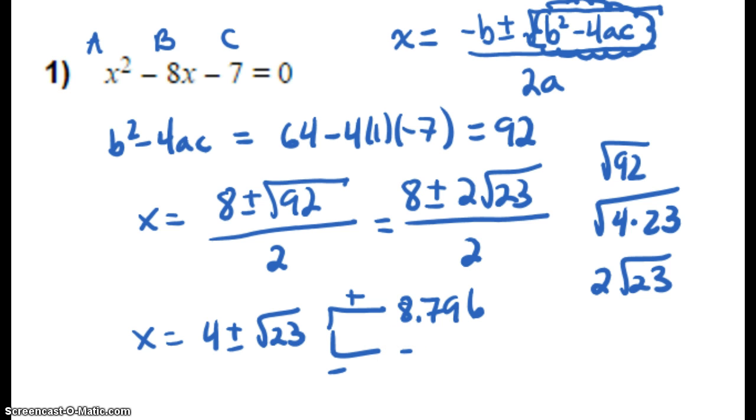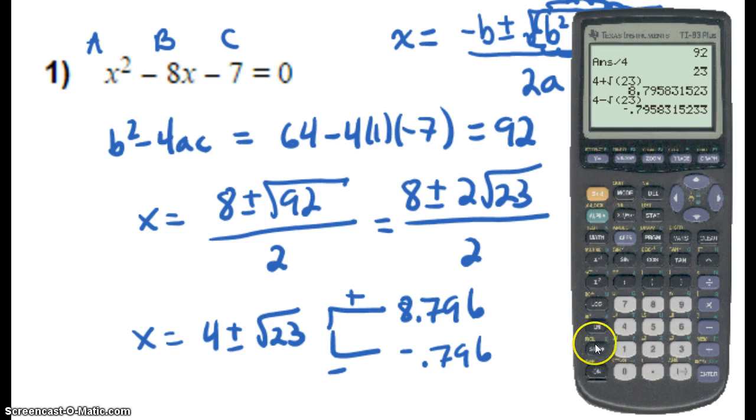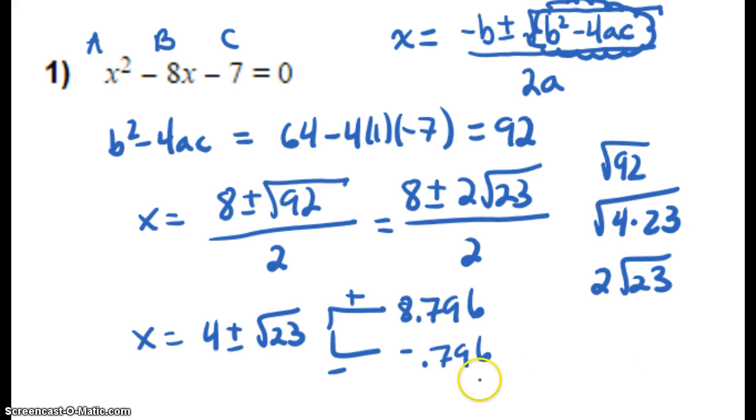Negative 0.796. And then if I wanted to check these things, I'll just check one of them. I'll just check this answer. I'm going to press this store button, press this X button, and press enter. And then just check that x squared minus 8x minus 7. And if I press equals, it should equal 0. So totally right. Those are my two answers. X is about equal to 8.796 or negative 0.796. Good luck.